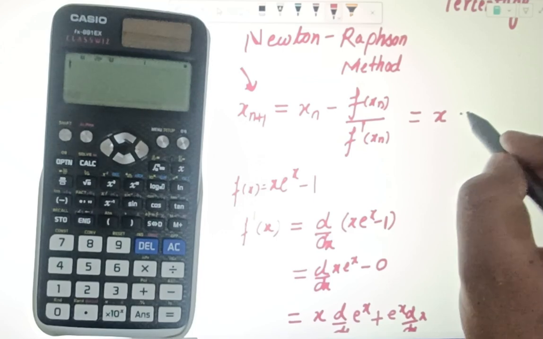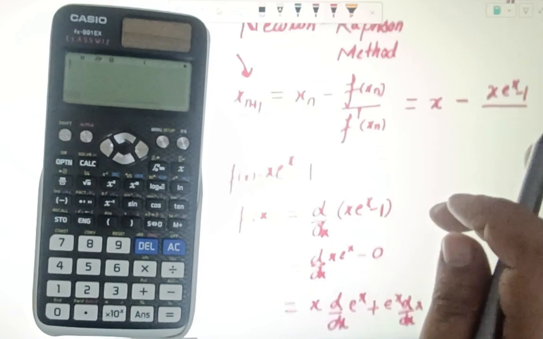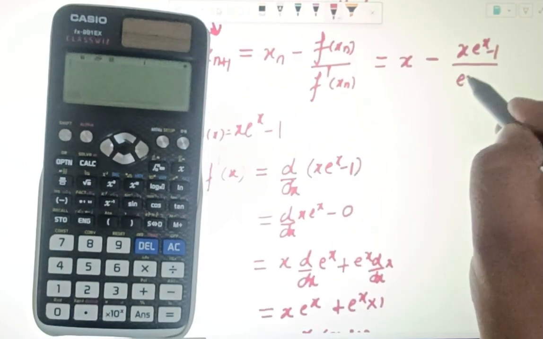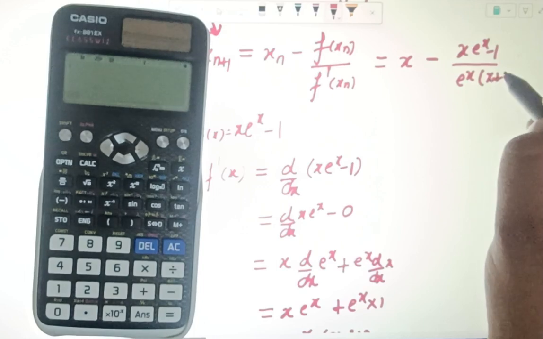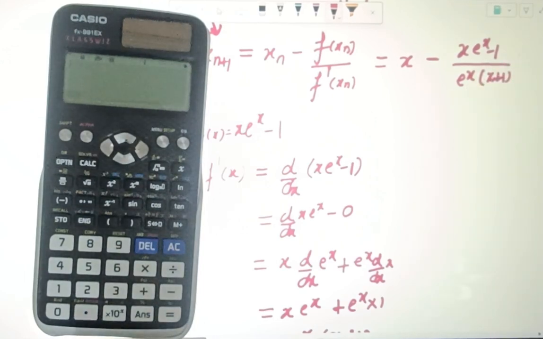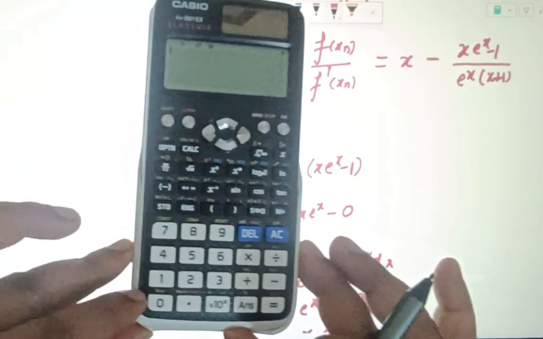So what about f(x)? f(x) is given here, x e to the power x minus 1. And its derivative we have calculated here, e to the power x, x plus 1. You need to compute this in your calculator only, and the work methodology is very simple. Remember this point, very simple.